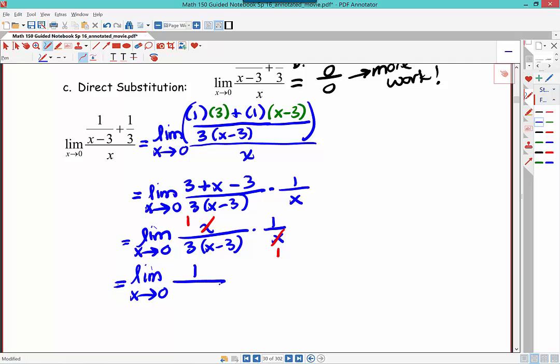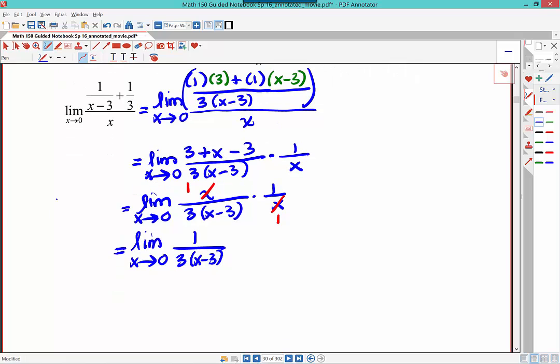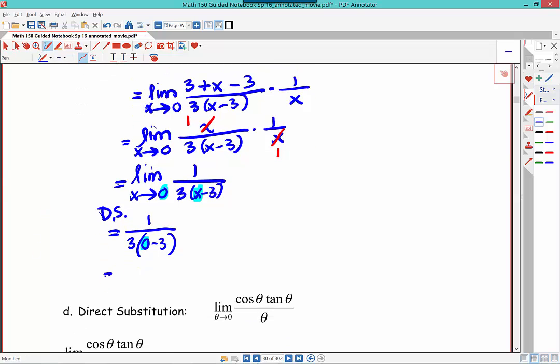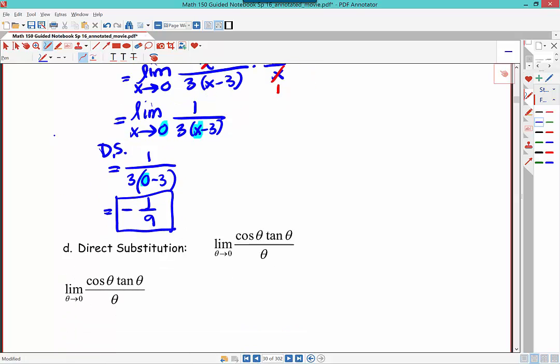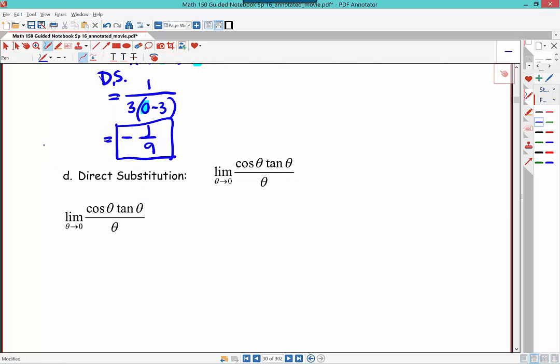This simplified rational expression looks like this. And now we can apply direct sub. And we'll get 1 over 3 times 0 minus 3. So in for x, I put 0. And we have negative 1/9. How'd you do on that guy? Great. Okay.